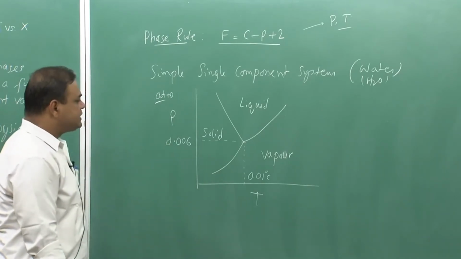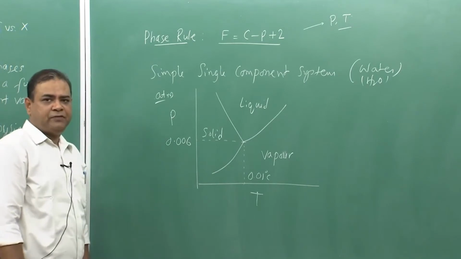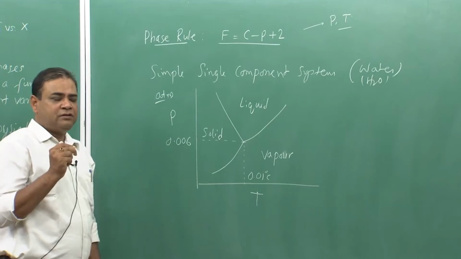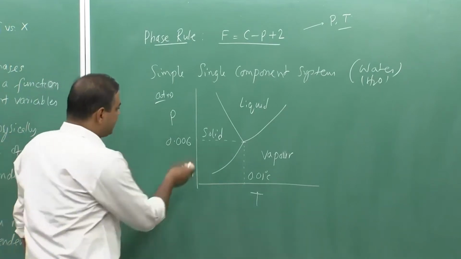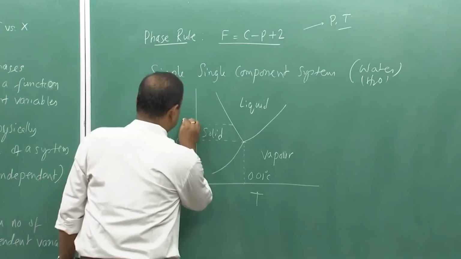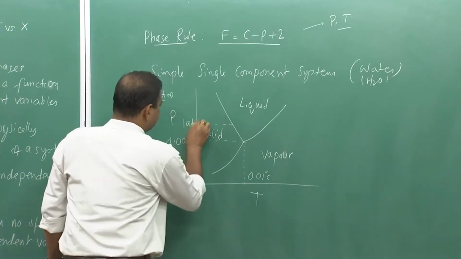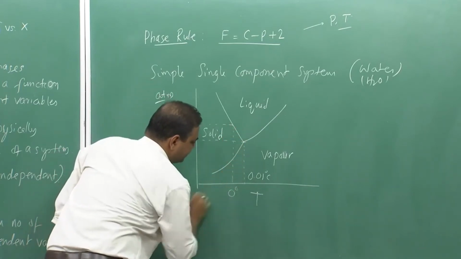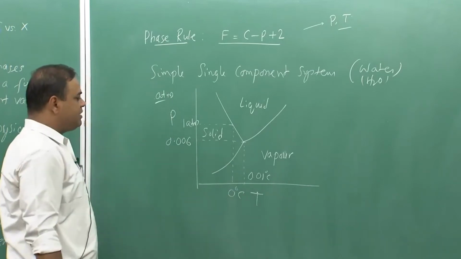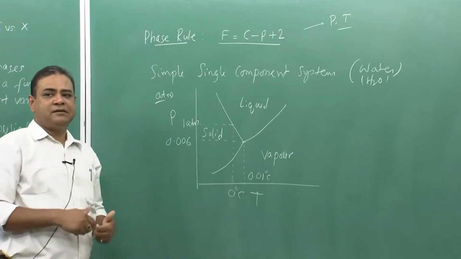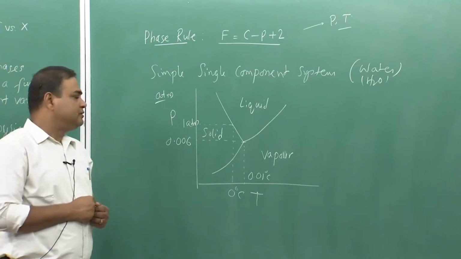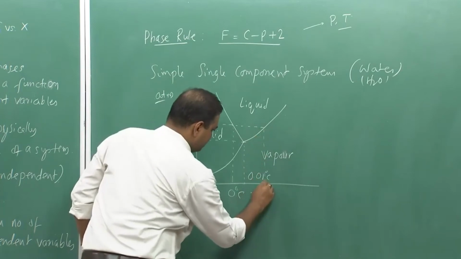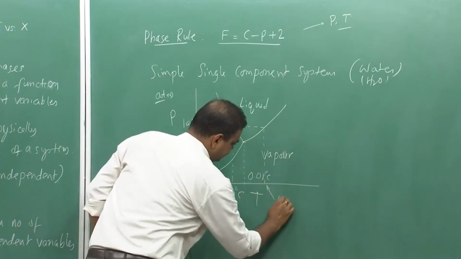And now we know that the melting temperature of water at 1 atmosphere pressure is 0 degree Celsius. So, if I consider a 1 atmosphere pressure, this is 1 atmosphere, and the corresponding temperature we can get is this 0 degree Celsius. And similarly, we know that 100 degree Celsius is the boiling point of water at 1 atmosphere pressure. So, we just extend it, and this point is 100 degree Celsius.